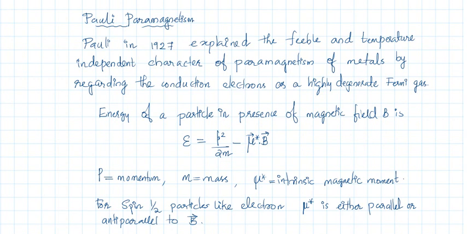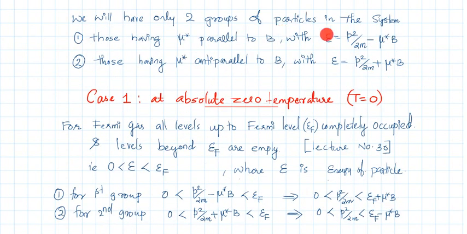Now, we are considering only spin half particles like electrons. Then mu star is either parallel or anti-parallel to B. If it is a spin 3 by 2 particle, there will be 4 possible orientations. For spin half particles, there are only 2 orientations. Mu star is either parallel or anti-parallel to B. So, we will have 2 groups of particles. Those having mu star parallel to B with energy p square by 2m minus mu star B.